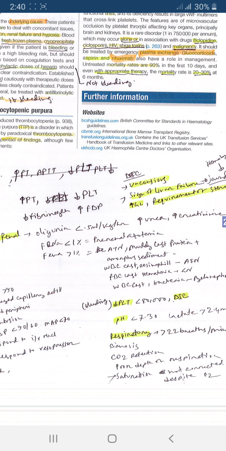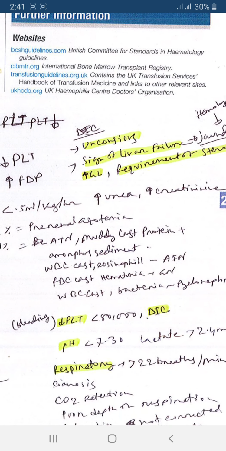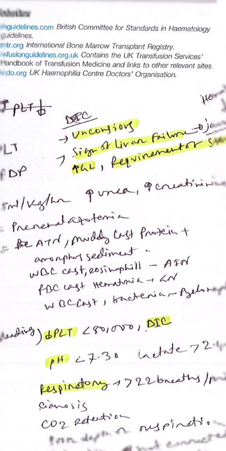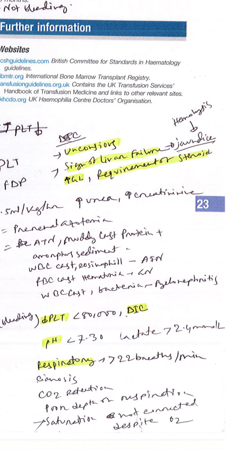And it will also indicate the causes of acute renal failure, such as WBC cast and eosinophils in acute interstitial nephritis, such as allergic interstitial nephritis due to drugs, and RBC cast and hematuria due to glomerulonephritis, and white cell and WBC cast with bacteriuria in case of pyelonephritis.